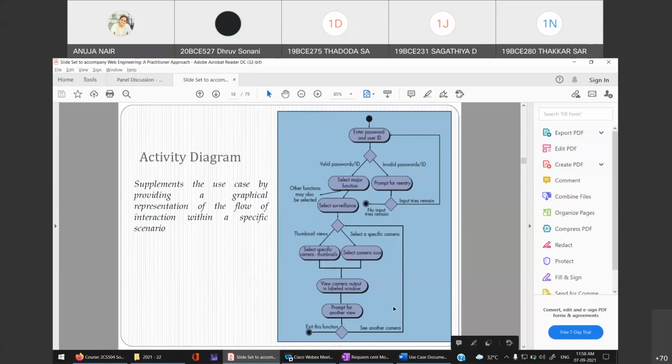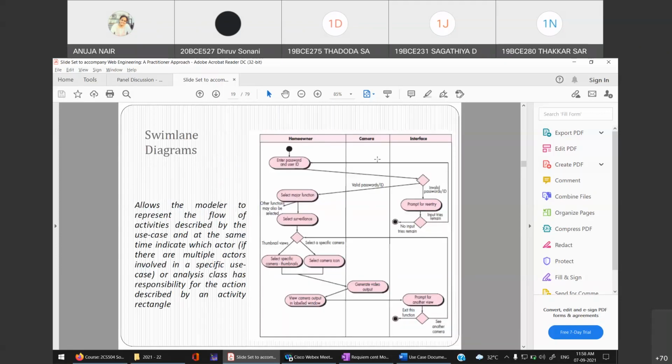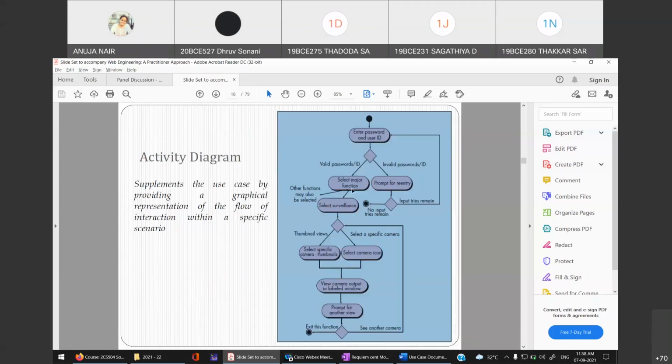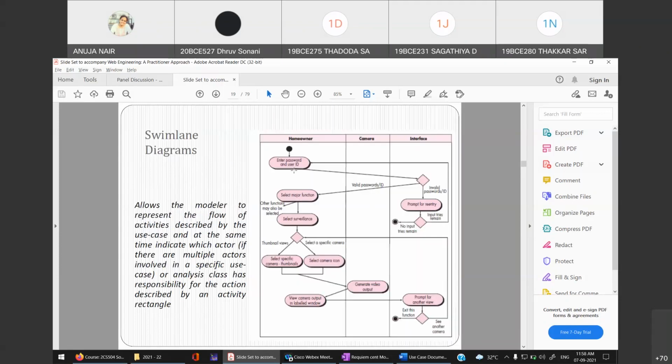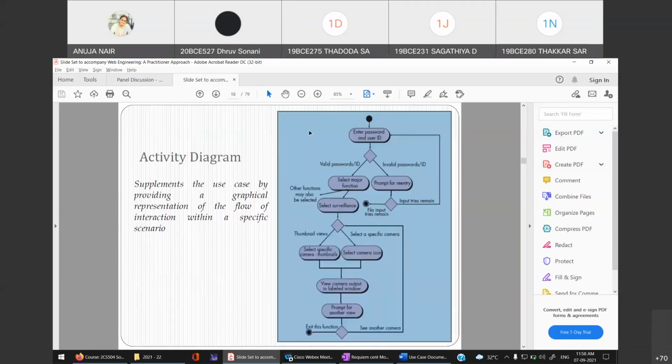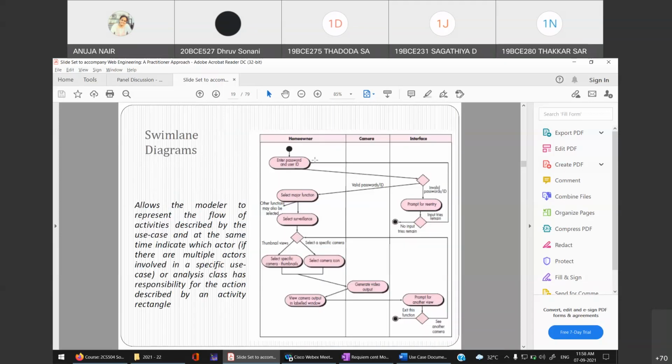But when you talk about a swim lane diagram, just see the difference. It's the same activity diagram, but now all three actors are coming. This particular activity diagram was for a smart home system. In the smart home system, we found that there are three actors: homeowner, camera, and interface. Now you convert this entire activity diagram into swim lane. So you create three sections. If you have three actors, create three sections.